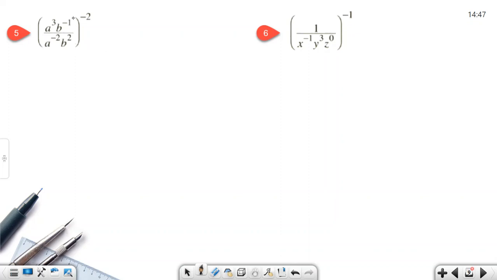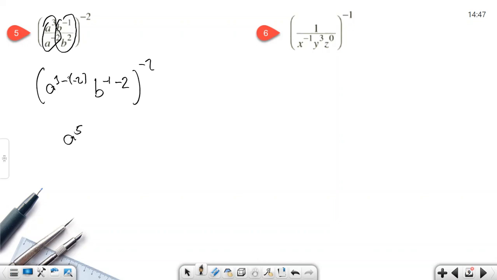Okay, to solve this question, I will start from inside the parentheses. As you see, that's an a cube and a power of minus 2. So what I'm going to do is a power of 3 minus 2, and b power of minus 1 and b squared, b minus 1 minus 2, all to the power of negative 2. That's going to be a power of 5, because 3 plus 2 is 5. Minus 1 and minus 2 equal b power of minus 3, and there is a minus 2, don't forget it.